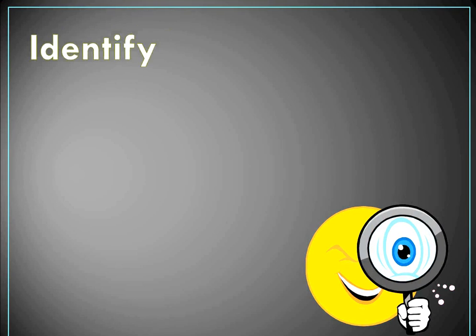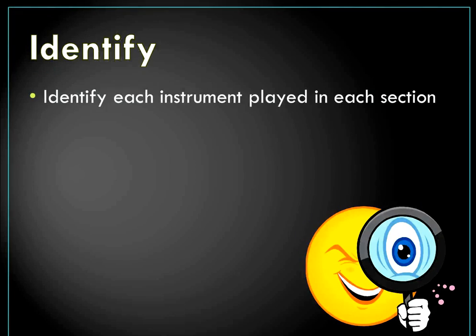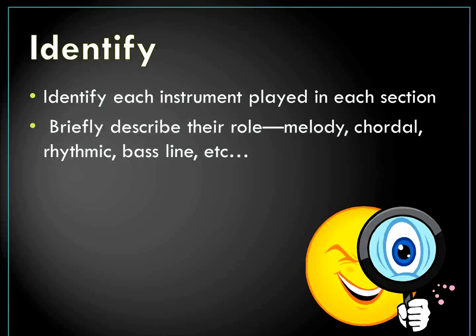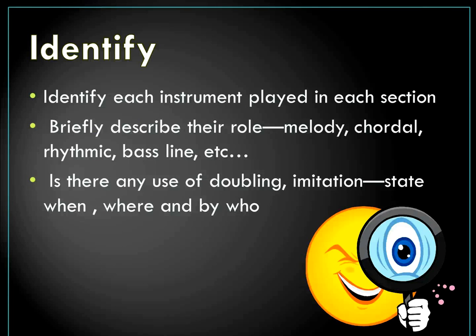So moving along, you then go to identify. Now you should know what you have to do here. You have to identify each instrument played in each section, so it's a bit like structure. Okay, briefly describe their role, who has the melody, who is the chordal accompaniment or the rhythmic accompaniment, who has the bass line, etc. Now sometimes that's not as easy to do and it's not as clear either. And is there any use of doubling?